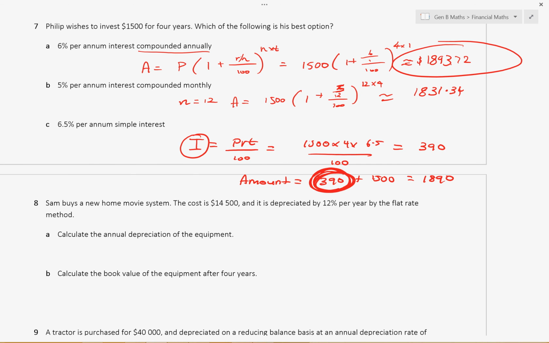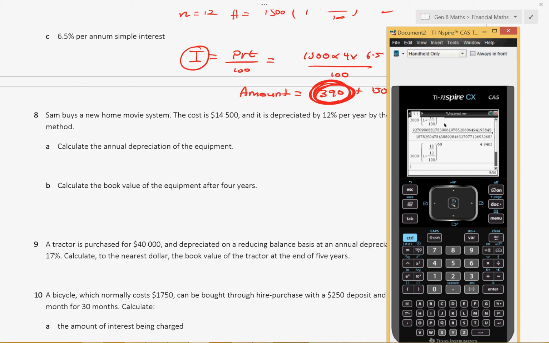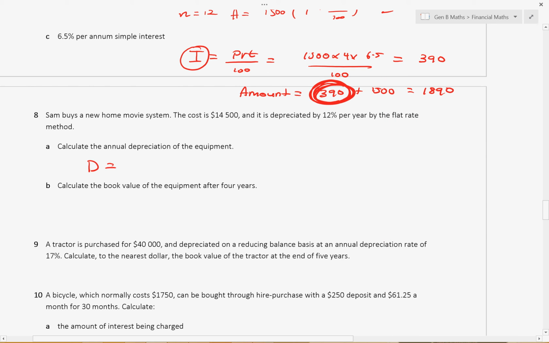Now, Sam buys a new home movie system. Cost is $14,500 and it's depreciated by 12% per year by the flat rate method. Calculate the annual depreciation of the equipment. I'm going to pause it there. I'm going to get the formula out. So what we've got to do is, first of all, write out what we've got. The annual depreciation amount is equal to PRT over 100. The flat rate is just like simple interest, if you like. But that's how much it's depreciating.